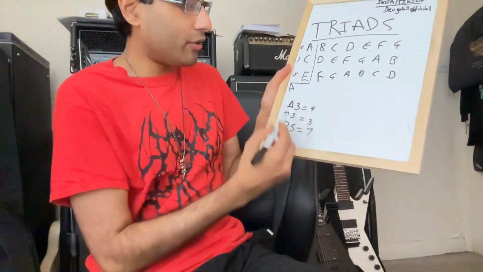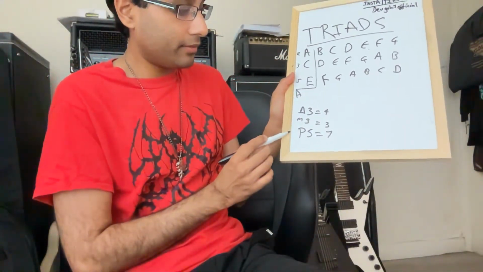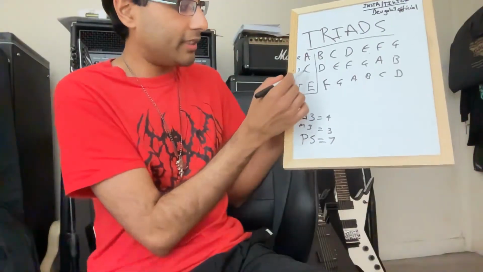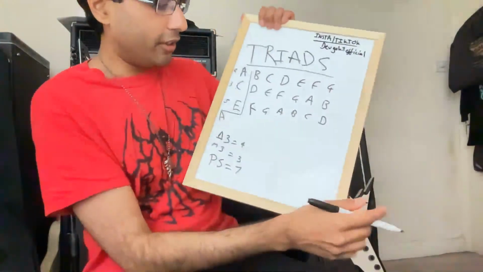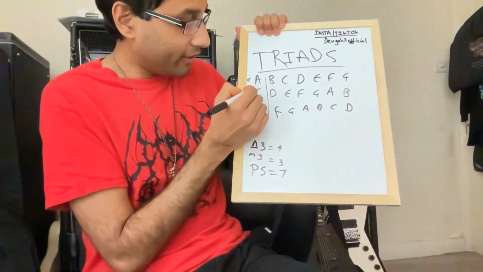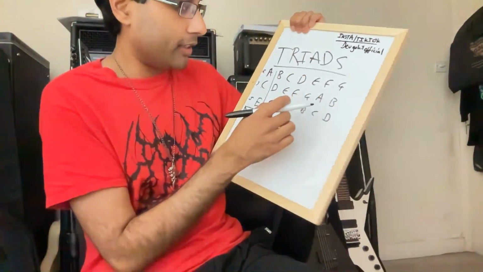Now, to get to a perfect fifth from C, it's up 4 frets. So you're going to see what I mean in a minute. So C to E is, my bad.